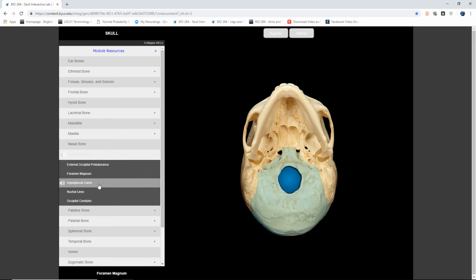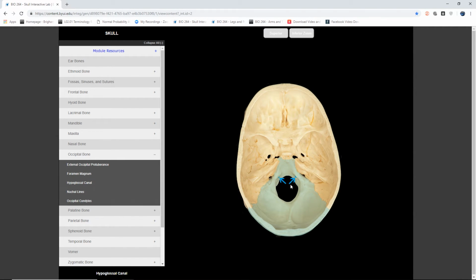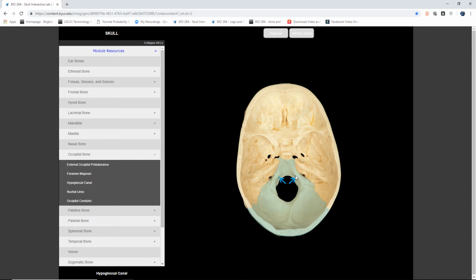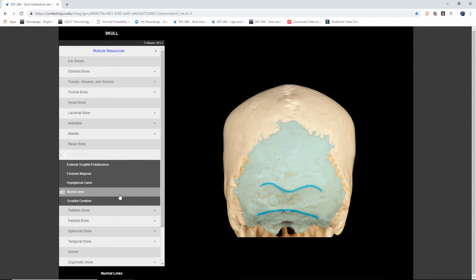Next is the hypoglossal canal. Now the hypoglossal canal is really hard to see in these pictures. Go ahead and have a zoomed in look. Now, an easy way to remember this is that you don't want to gloss over the hypoglossal canal. It's because they're hard to see. They're on the side right there. So don't gloss over the hypoglossal canal. So the nuchal lines, nuchal sounds like neck lines, right here on the occipital bone, right on the back.